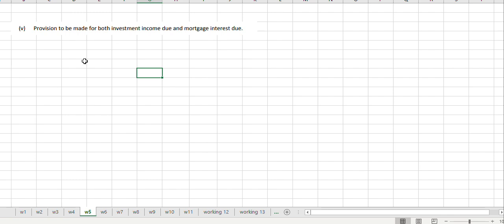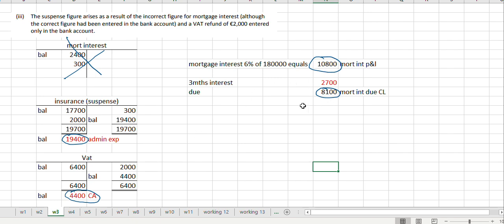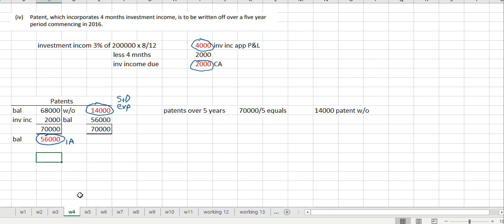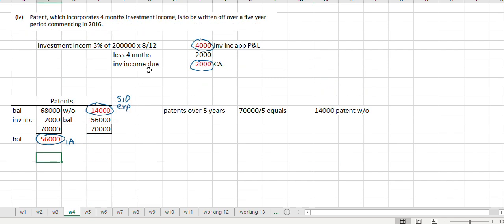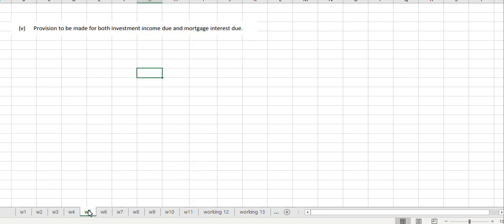Note number 5, provision to be made for both investment income due and mortgage interest due. If we go back, note 3, mortgage interest due, 8,100. Note 4 was investment income due, 2,000. So that note has already been done, nothing to do there. Next note, note number 6.